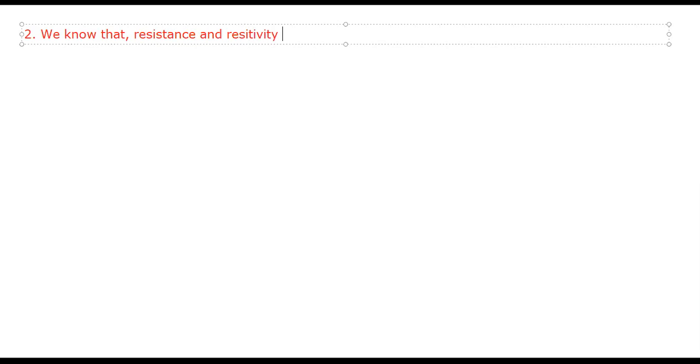Write down the answer somewhere. I know that you know the answer, but still I want it in scientific language. We will try to put it in scientific language. Again, they're speaking about the same material. So we know that resistance and resistivity are the characteristic properties of the given material.